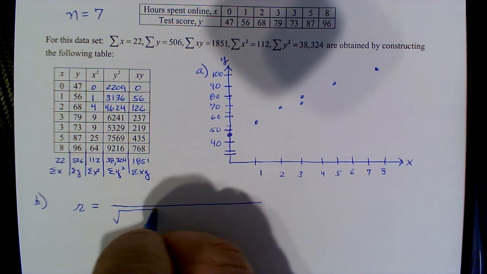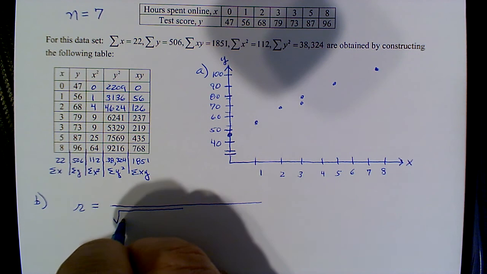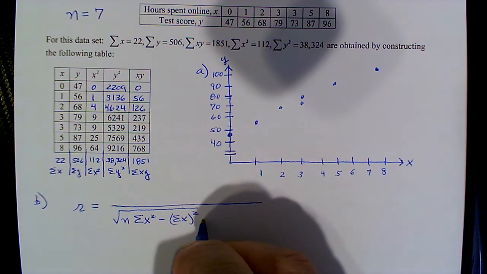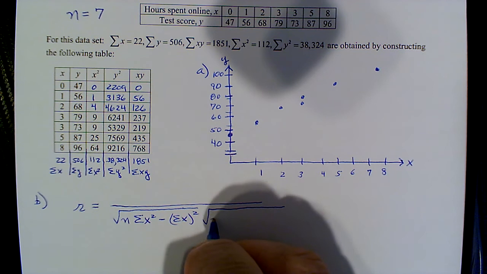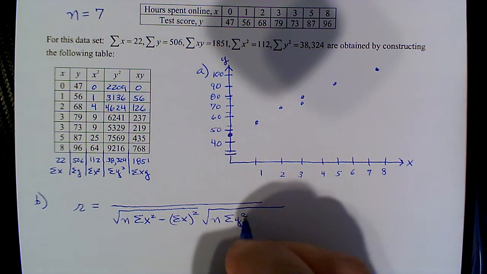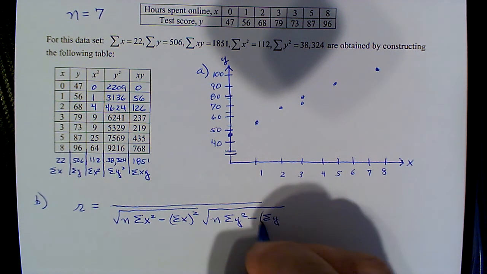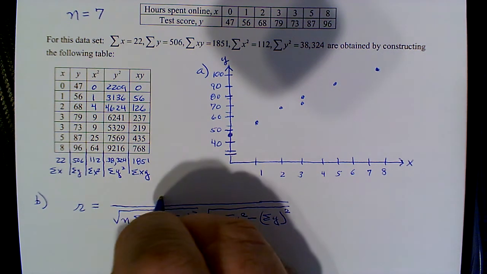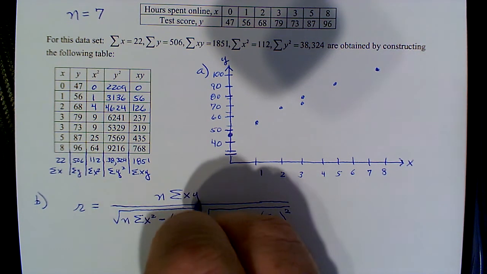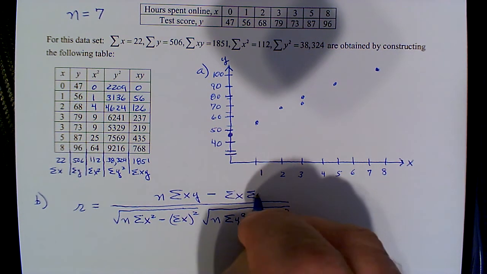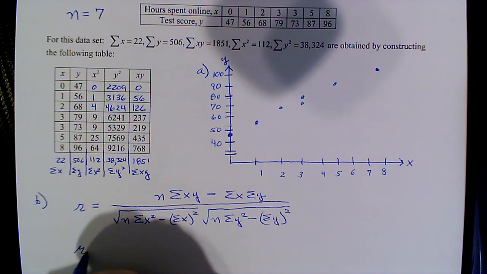Okay, and then the formula. I'm going to fill in the denominator first. So I get a big square root of the n times the sum of the x squareds minus the sum of the x's as a quantity squared under 1 square root. Then similar square root of n, but now the y's. Sum of the y squareds minus the sum of the y's as a quantity squared. Okay, and then in the numerator, n times the sum of the xy's minus the sum of the x's times the sum of the y's.